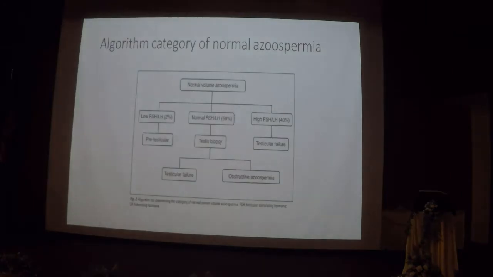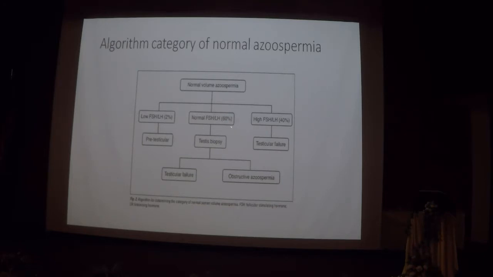Okay. So low FSH-LH, pre-testicular, normal FSH-LH, either obstructive or non-obstructive. I will probably do a PESA. Try to aspirate sperm from the epididymis. If it's none, then most probably he has non-obstructive, and then we go to testicular biopsy. If the FSH-LH is high and small testis, usually it's testicular failure.